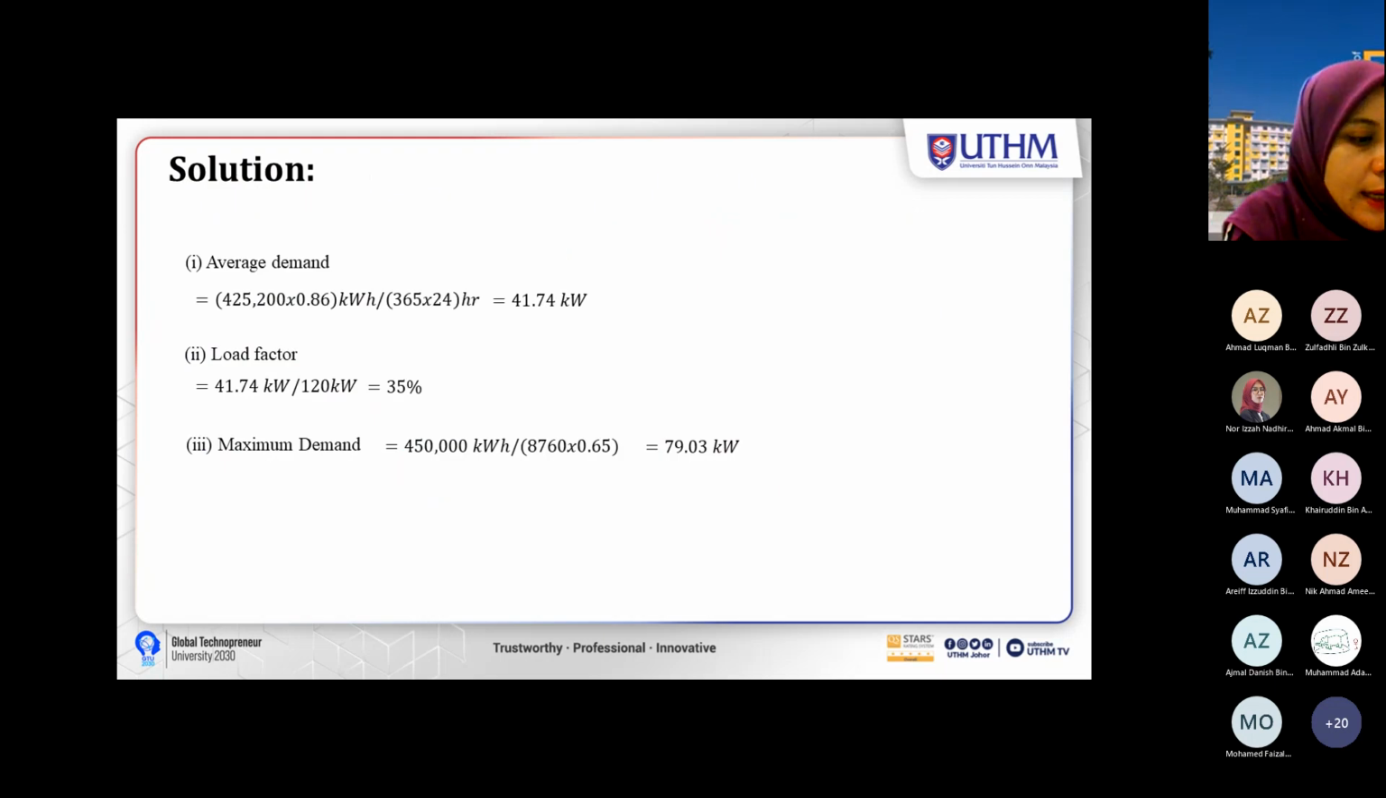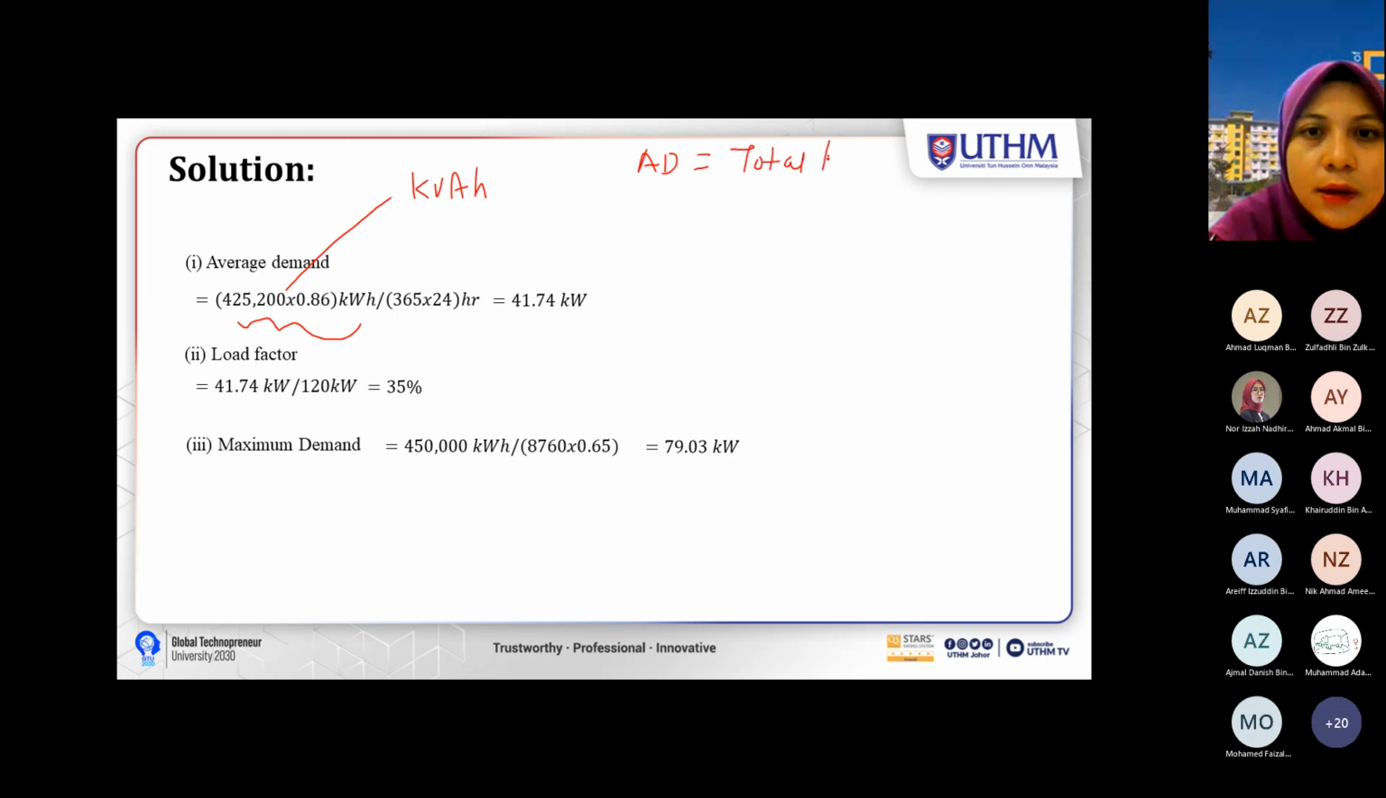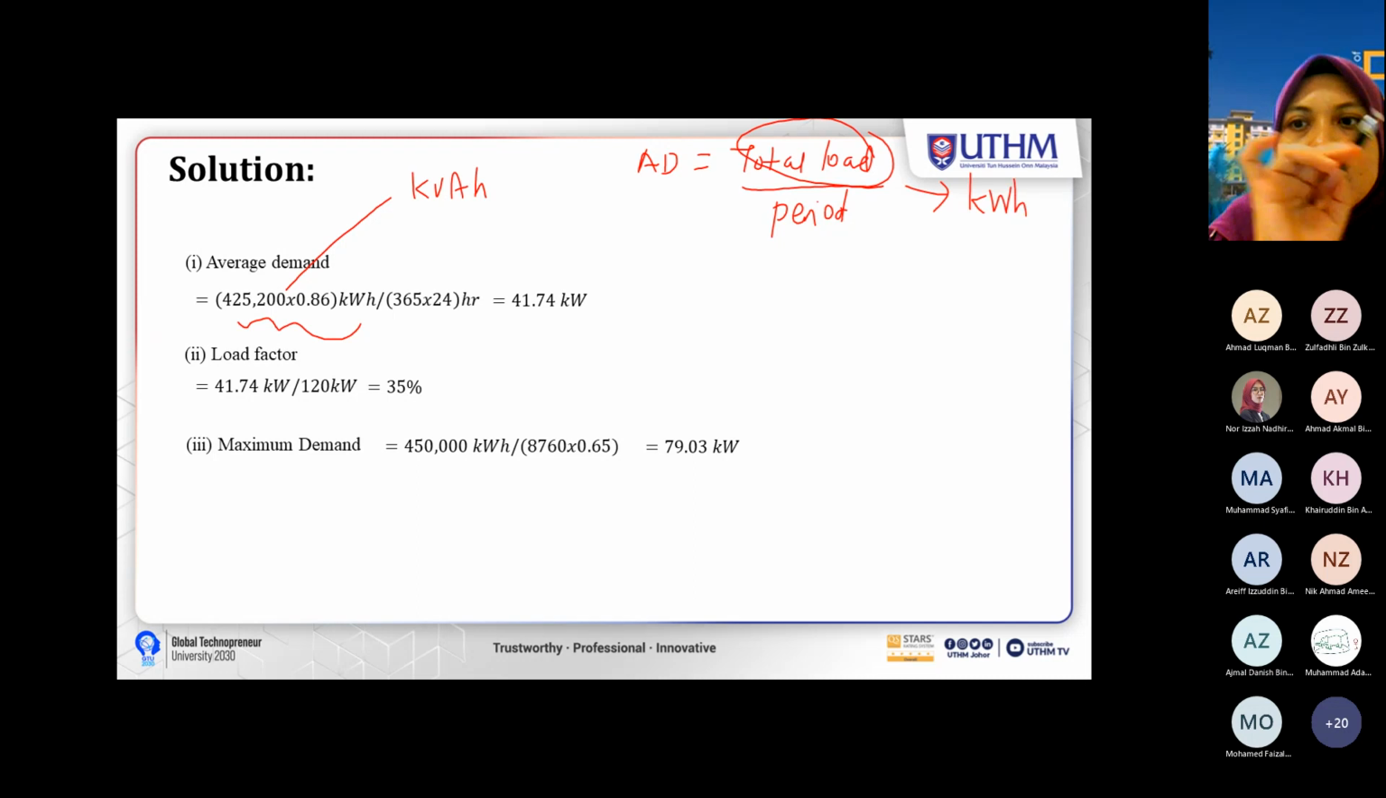Alright, first you have to calculate what is the average demand. Kita tahu dia bagi tadi dalam kVAH kan? Which is S. Kita tahu average demand sama dengan total load, you divide by dengan period. So sekarang ni kena cari total load dia berapa? Which is dia punya kilowatt hour.